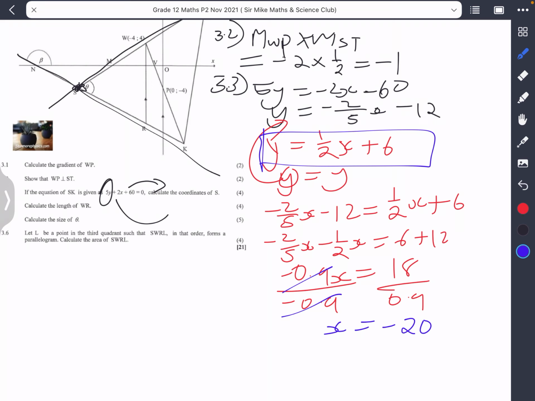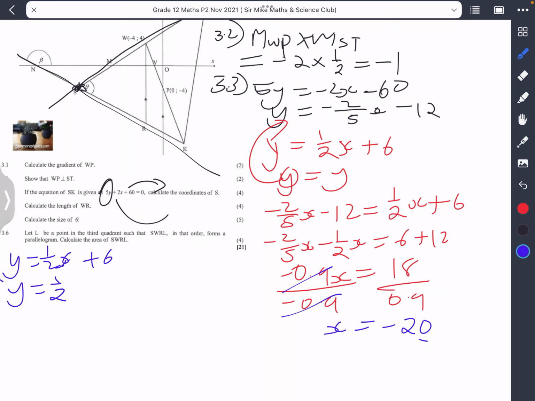So now I'm just going to take this equation that we have here, because it seems a little bit simpler. I have y equals a half x plus 6. I'm going to substitute x equals negative 20 where there's x in that equation. So y equals a half of negative 20, plus 6.